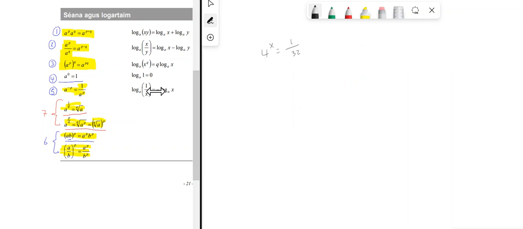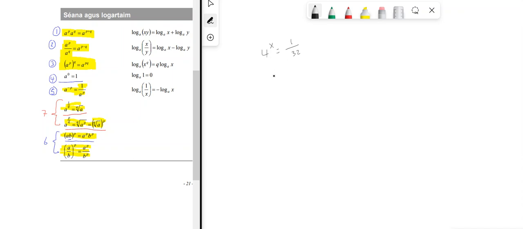So here's another example of a question in an equation involving indices. Again, we're trying to solve for x in this one. 4 to the power of x is equal to 1 over 32. So what we want to do is change this so that it's to a base 4. So we can look at this and start to manipulate it.